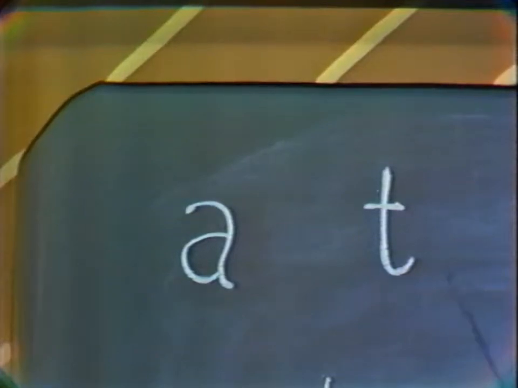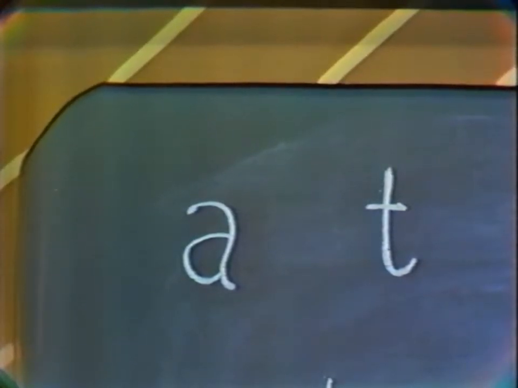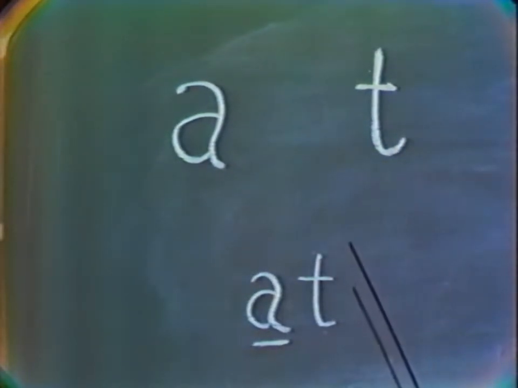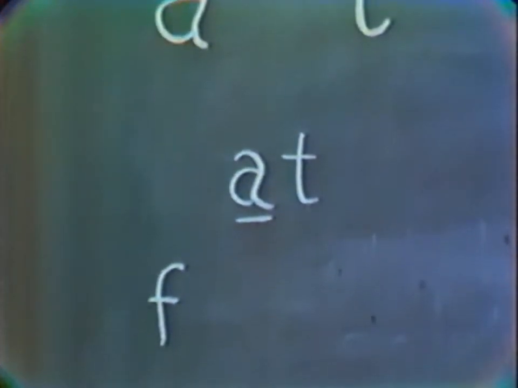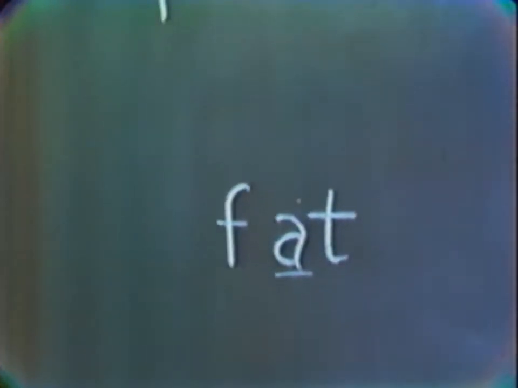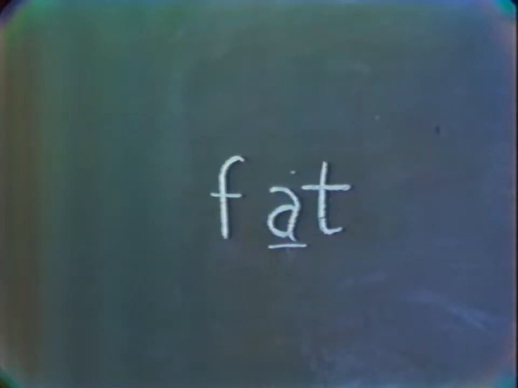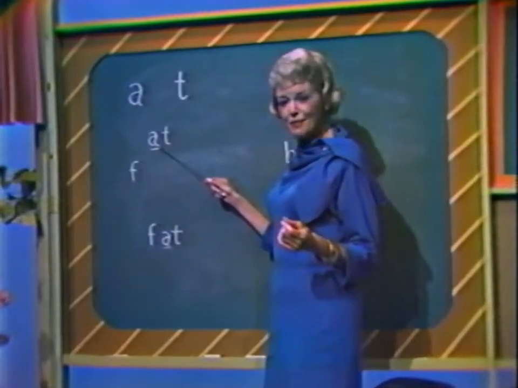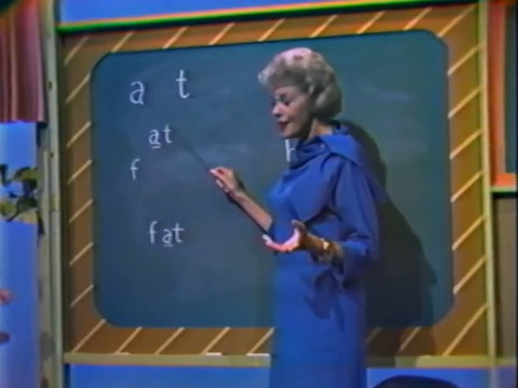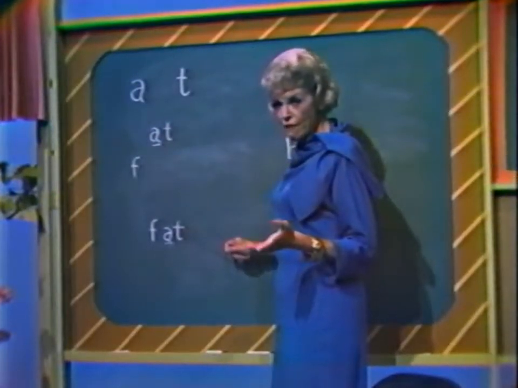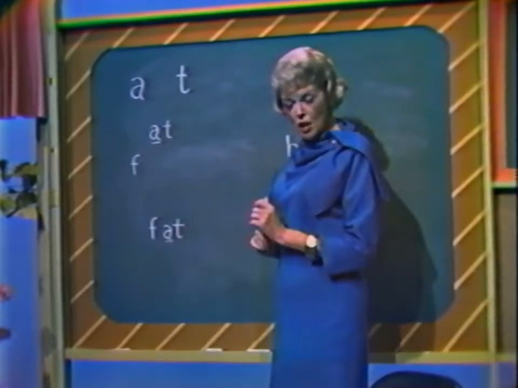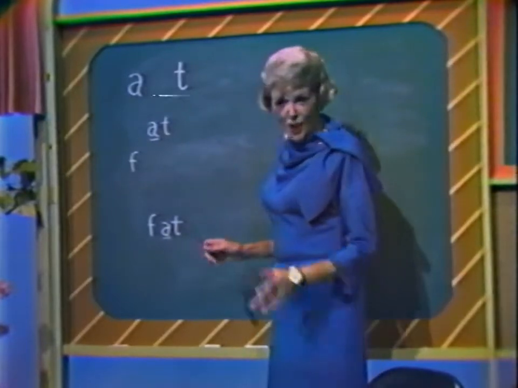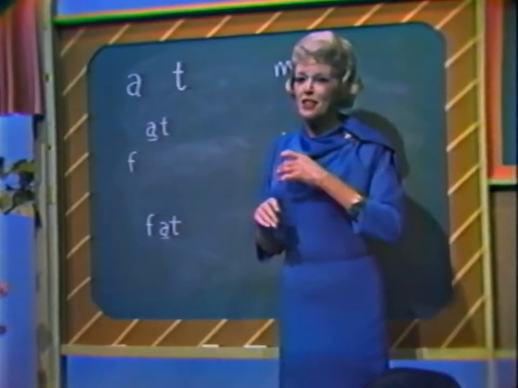Now, here we have an A and a T, and you know when we put them together they say at, and you know the vowel sound here is short, at. Now, when we put an F in front and the word is fat, we still hear a short sound. So we already know one rule for short vowel sounds. When there's one vowel in the word beginning or the middle, the vowel sound is short, the vowel sound is little. So, in the beginning or the middle, when there is only one vowel, the vowel sound is short.